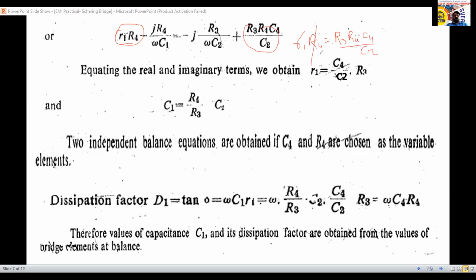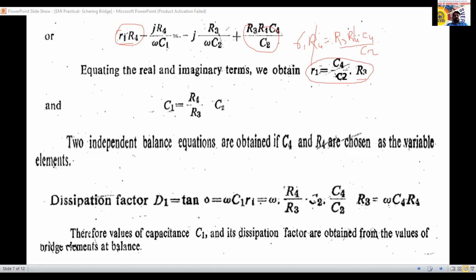Here also R4 is there, and here also R4 is there. The R4 term gets cancelled here now. Which is the unknown value here now? R1 is there. So R1 equal to C4 by C2 into R3. So this is the R1 equation. You note down.